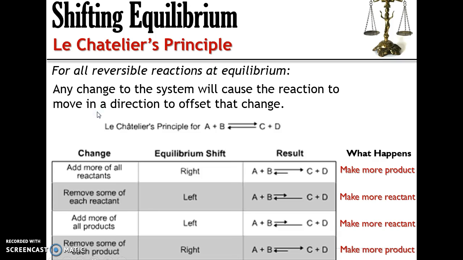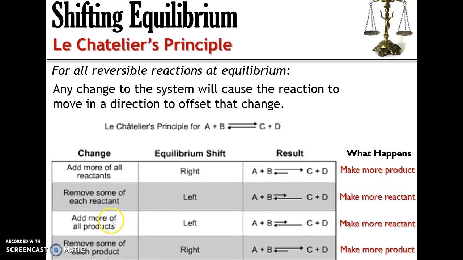And finally, we talked about Le Chatelier's principle, and this related to reversible reactions at equilibrium, and basically said that any change to the system will cause the reaction to move in a direction to offset that change. So for example, if you add in more reactants, equilibrium will shift to the right to make more products. So if you're adding more A and B, that means you're increasing the concentration of A and B, so more of A and B is going to be converted to C and D so that you can go back to equilibrium. If you remove some of each reactant, then your equilibrium is going to shift to the left, and you're going to get more reactants being formed.